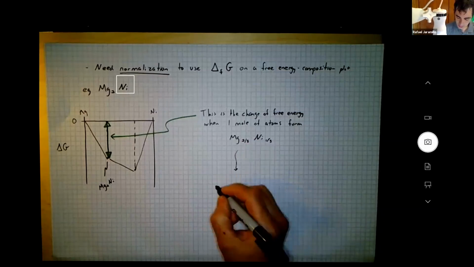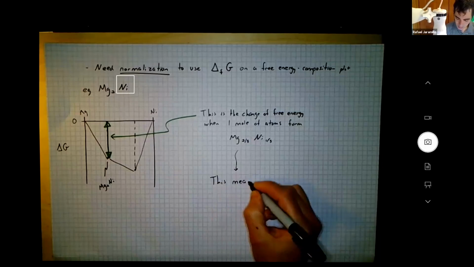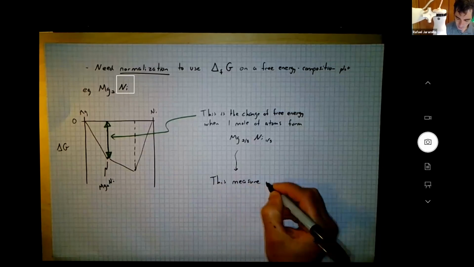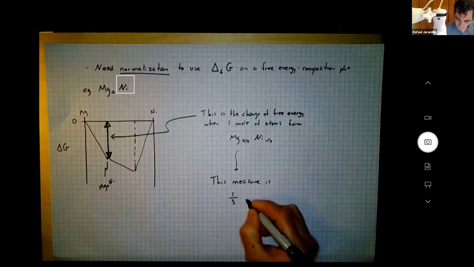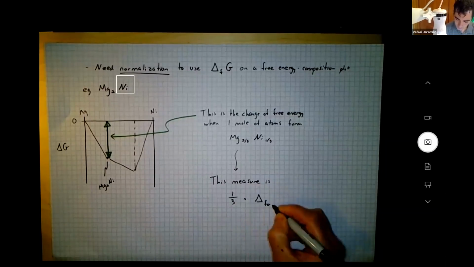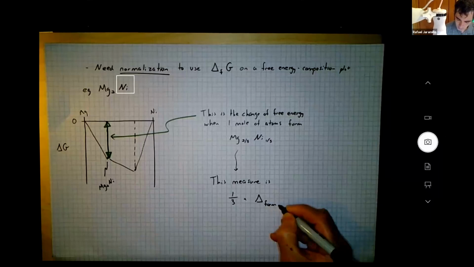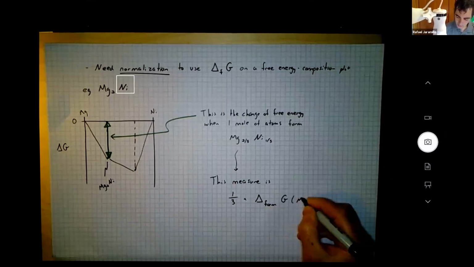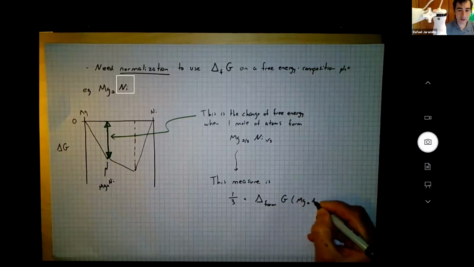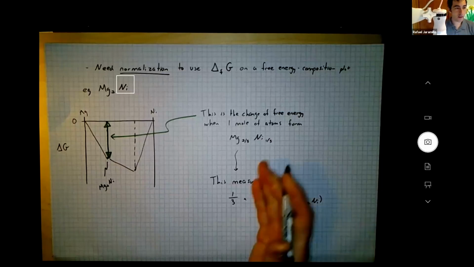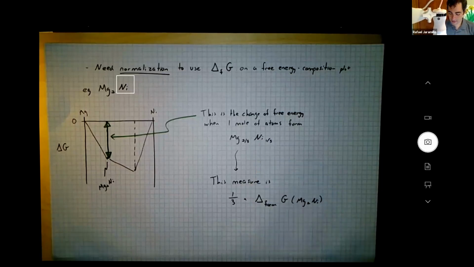This measure is 1/3 times delta form from magnesium to nickel. So it's simply 1/3 because I have 1/3 the amount of atoms. So that is kind of an algebraically simple point, but it's a conceptual point that it's easy to mess up.